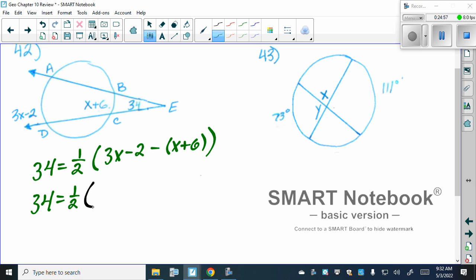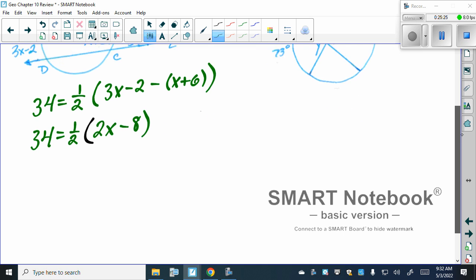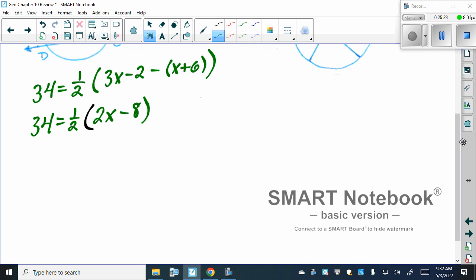Well, 3x minus x is 2x, yes? Negative 2 minus 6, negative 8. We need to be careful with that, because if you just put minus x plus 6, you would get the wrong answer. Because that negative is not applying just to the x, it's also applying to the 6. So putting those parentheses around it is helpful whenever we're subtracting the smaller. Well, just remembering to apply the negative to both.